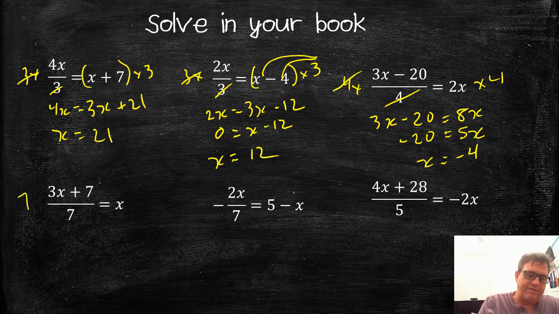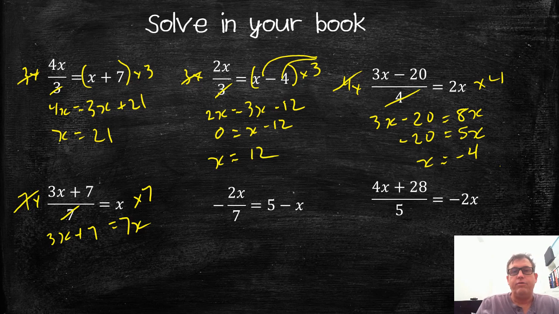I'm going to multiply by 7. 3x plus 7, those 7's cancel, equals 7x. Move the 3x, so 7 equals 4x, divide by 4, x equals 7/4, improper fraction.